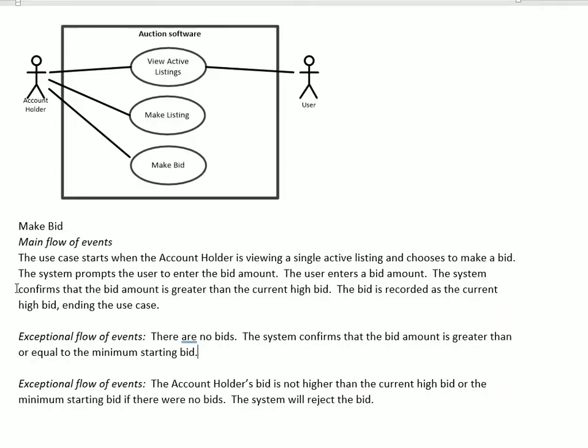Suppose we have objects account, listing, bid, and auctioneer, and the bid numbers will simply be fields of some of those objects. How would we divide the responsibilities of this use case among those objects?